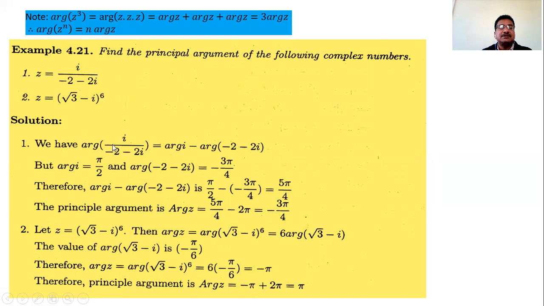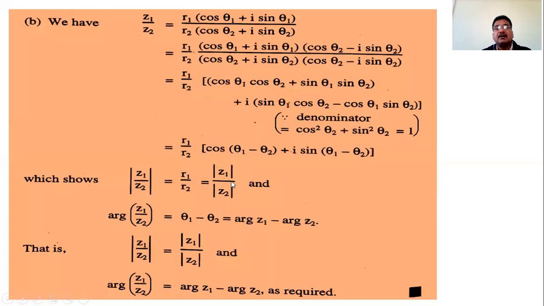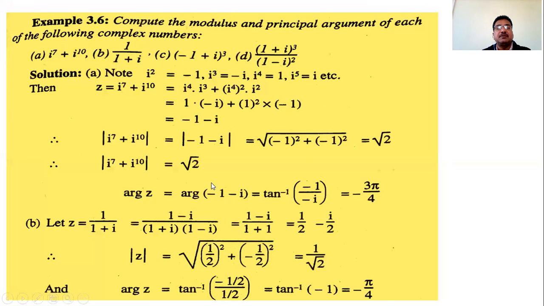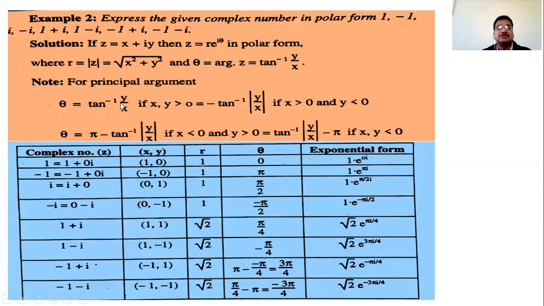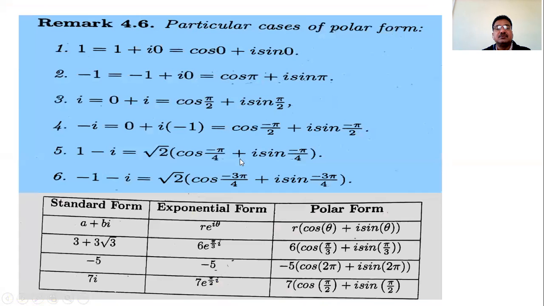So what is the argument of this I by minus 2I? Argument of z1 by z2 is what? Argument of z1 minus argument of z2. So by using that theorem, argument of z1 by z2 is argument of z1, that is argument of numerator, minus argument of denominator. And argument of I is pi by 2, and argument of minus 2I is minus 3 pi by 4. How can we find the argument and modulus? By using these 4 formulas.